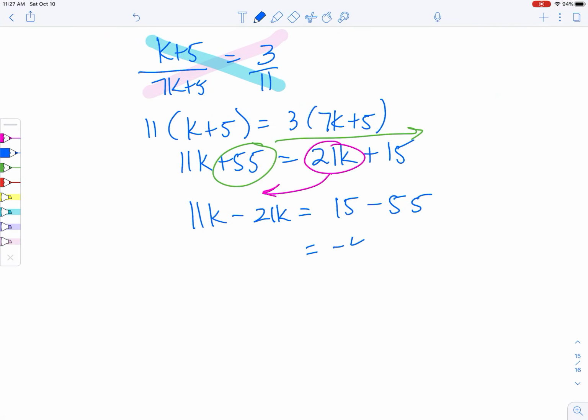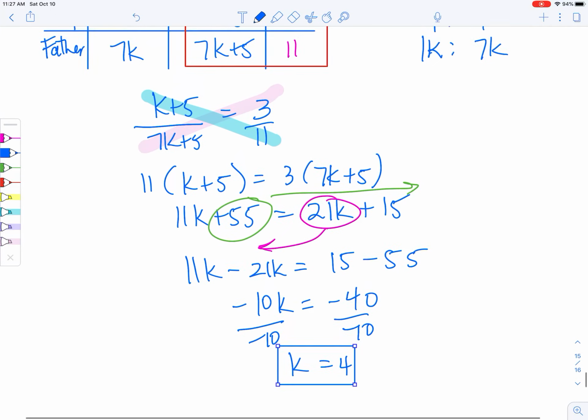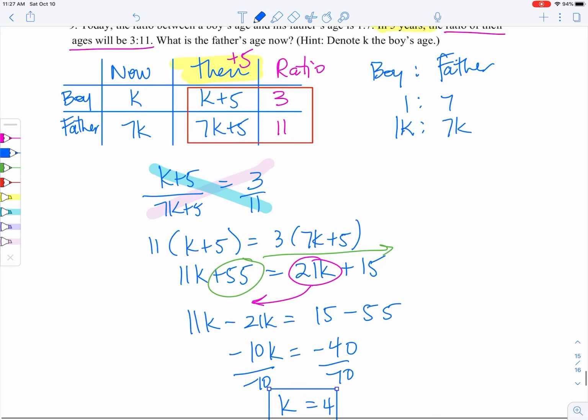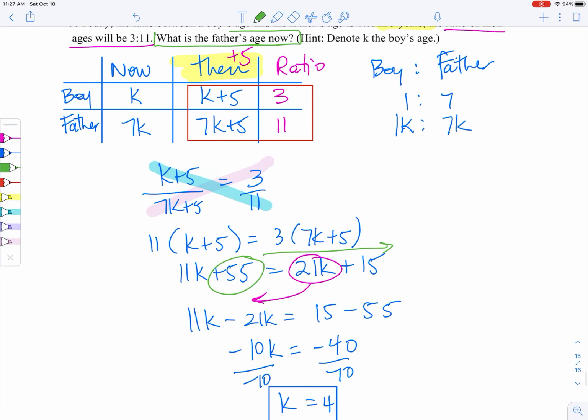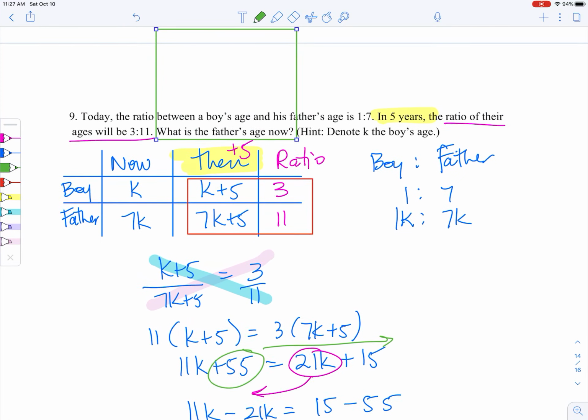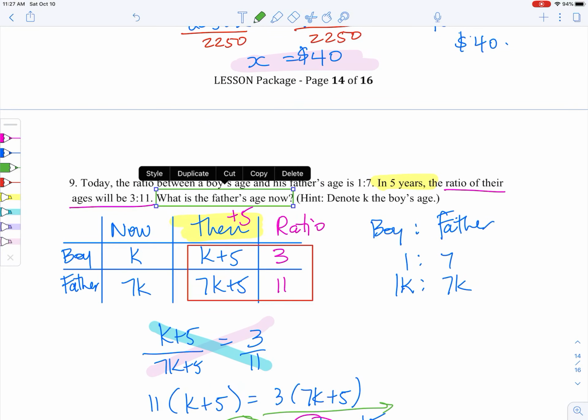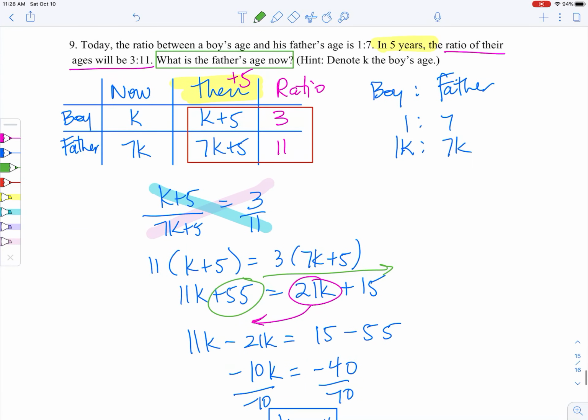15 minus 55 is minus 40. 11K minus 21K is minus 10. So divide both sides by minus 10, and we get that K equals 4. So that's our scaling factor. Let's go back and see what they asked us. What is the father's age now? So it asked, what is the father's age now? So the father's age now is going to be 7K.